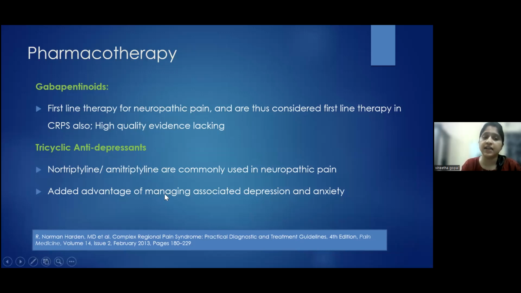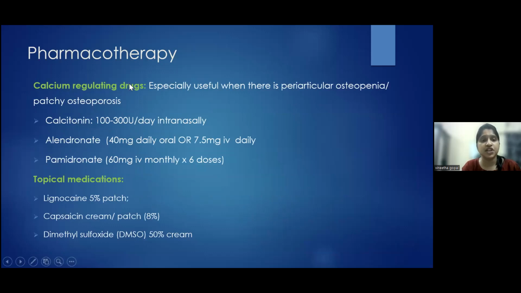Antidepressants have the added role that they will manage the associated depression and anxiety also. And we have calcium regulating drugs, because I already told you there is periarticular osteopenia, bone resorption taking place around the joints. So you can give calcium regulating drugs like calcitonin, alendronate, pamidronate. In the acute and dystrophic phase, this has good evidence, but in the atrophic phase, it has less evidence. Then the topical medications like lignocaine, capsaicin cream, DMSO cream, if the patient is having very localized pain, hyperalgesia, allodynia, you can try these topical medications.